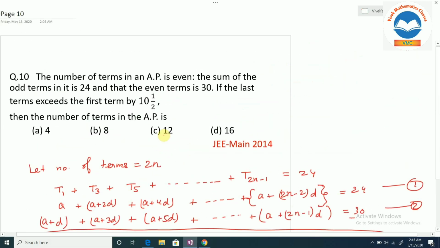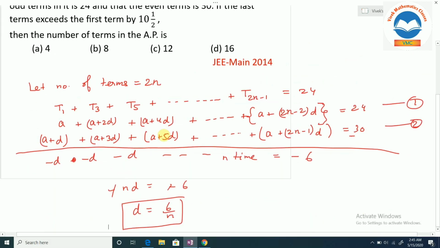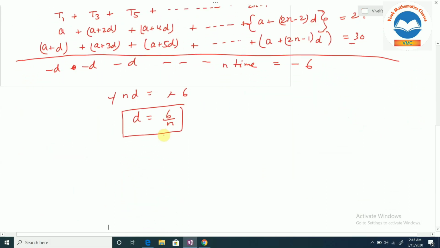Next. They are saying if the last term exceeds the first term by 21 by 2. It means the last term will be what? T2n. T2n minus T1, they have given us, this will be 21 by 2. T2n means what? A plus (2n minus 1) into D, minus A will be equal to 21 by 2.